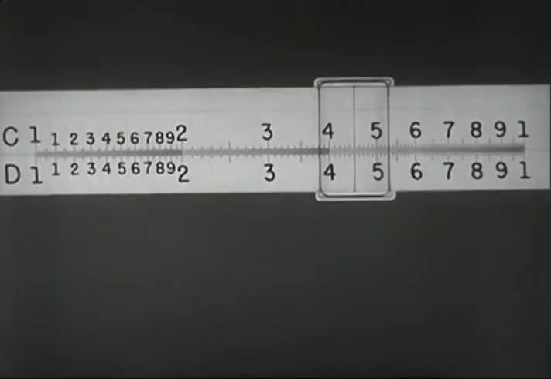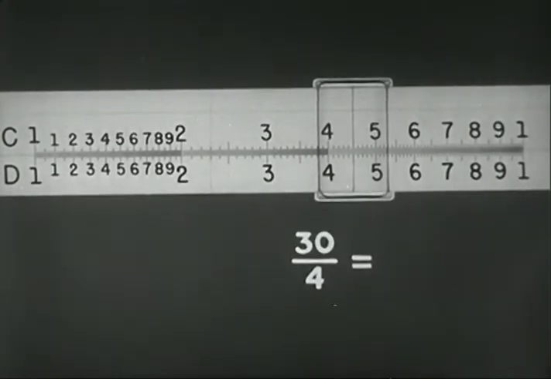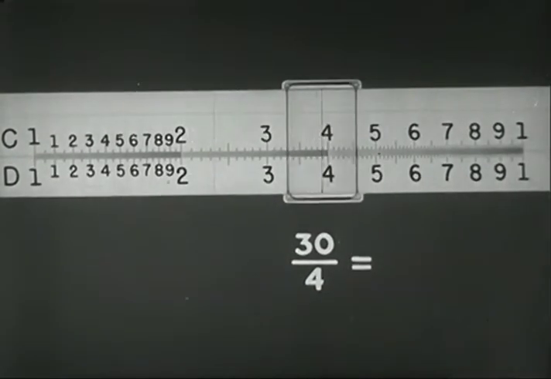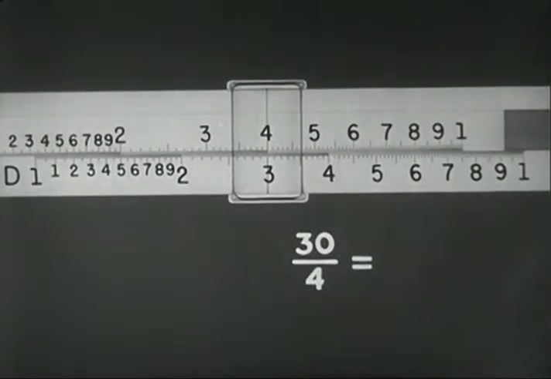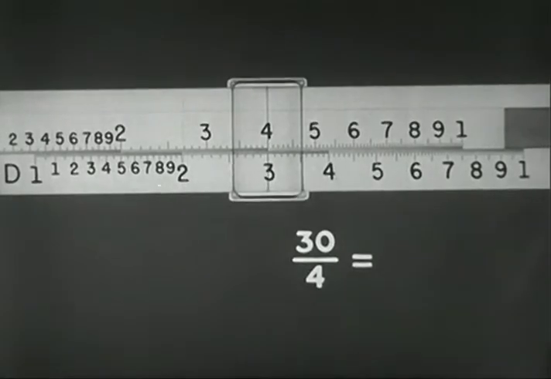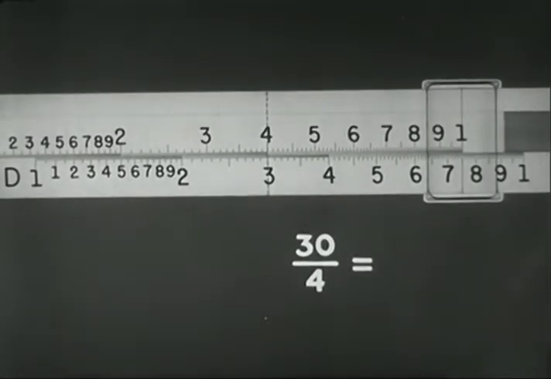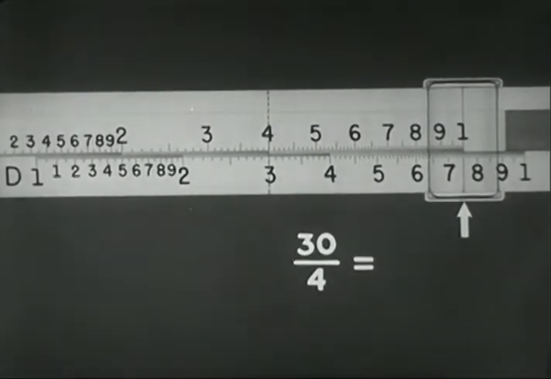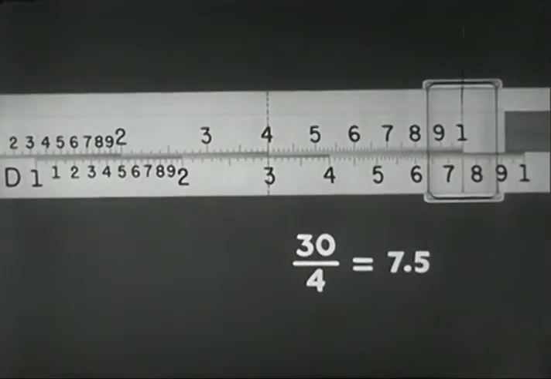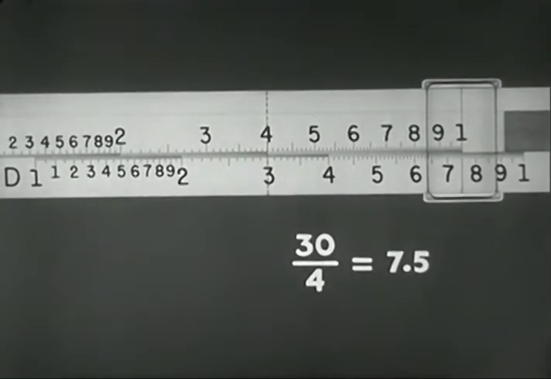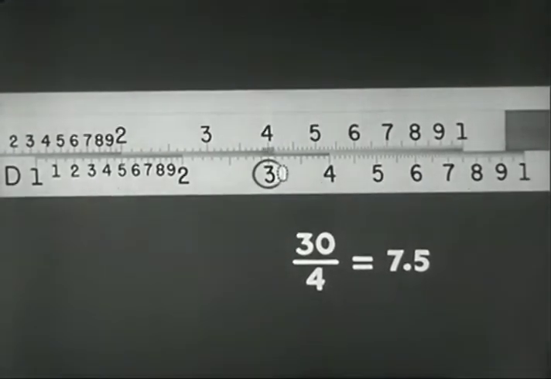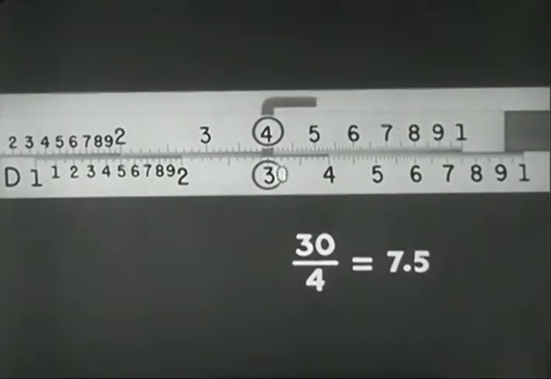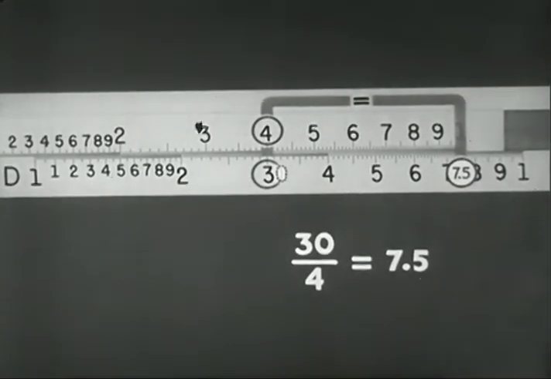To review an example in division, say 30 divided by 4. First, find 3 on D, and to it slide 4 on C. Move the hairline to the index and read the answer 7.5 on D. Again, the ciphers and decimals required are added mentally. Division procedure may be diagrammed like this. 30 divided by 4 equals 7.5.